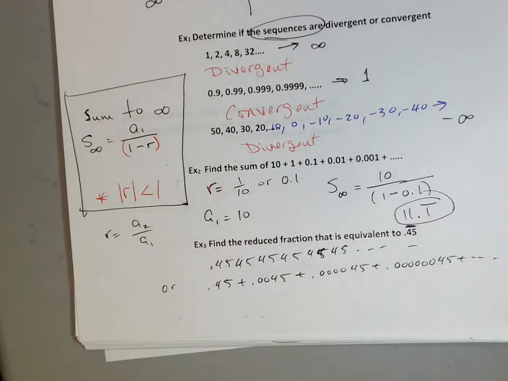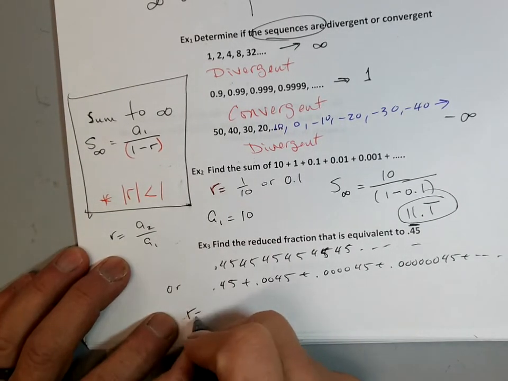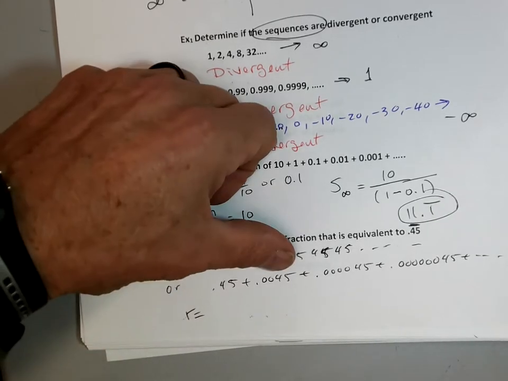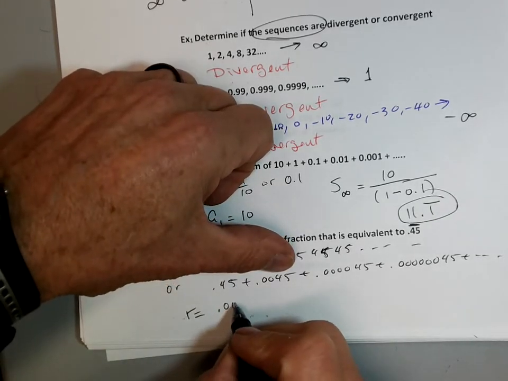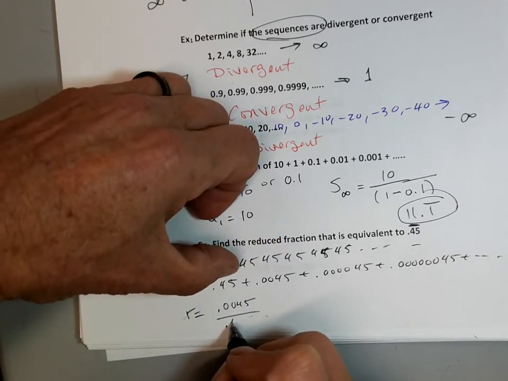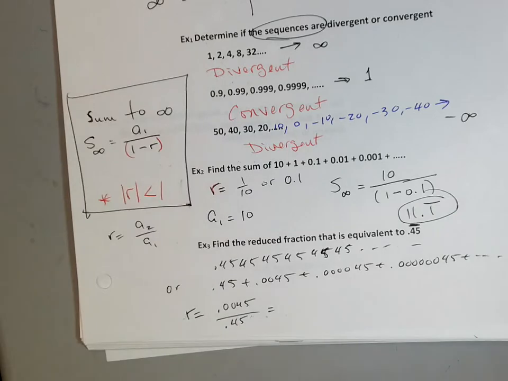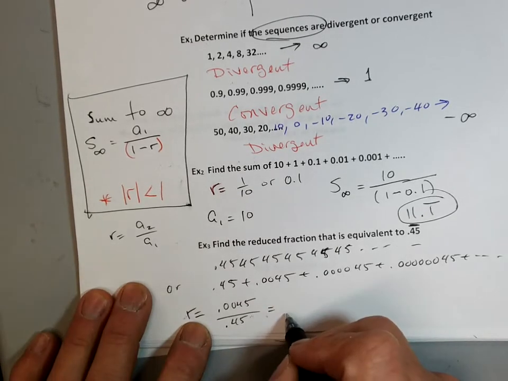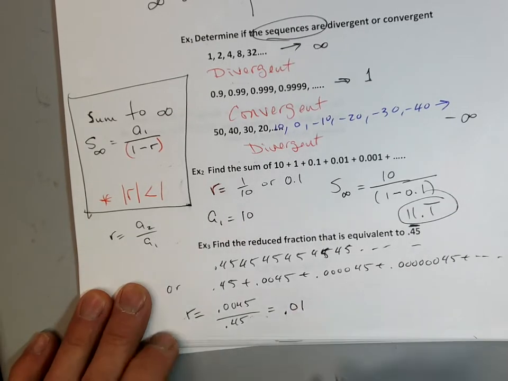What's R? What is R? Well, again, if you can't figure out what R is, take the second term, 0.0045, and divide it by the first term, 0.45, and you get, anybody know what that is? Well, those will reduce. 0.01. Or 1/100th. Yes, 0.01. So the multiplier is 0.01.